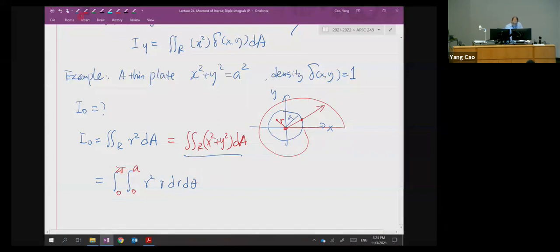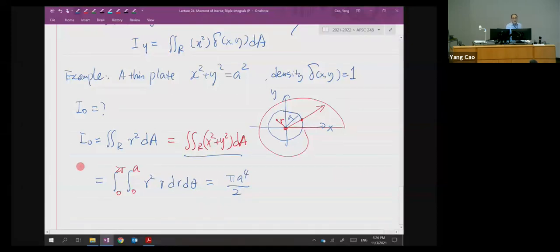So then you can calculate this, and that's a very simple double integral calculation. You get pi a to the power 4 divided by 2. So this is the moment of inertia of this thin plate with respect to the z-axis or the origin. Any question regarding this example here?